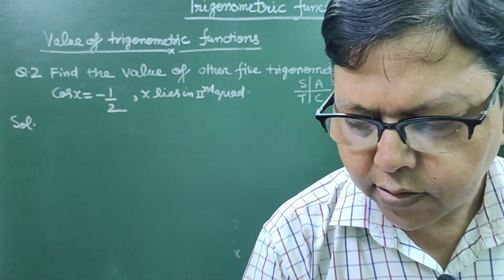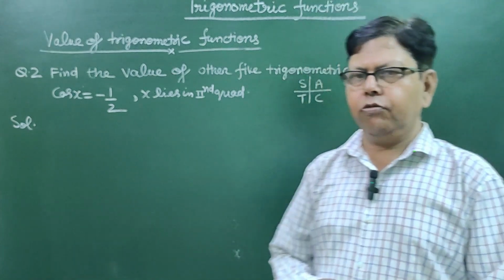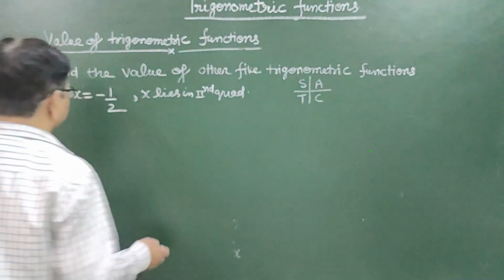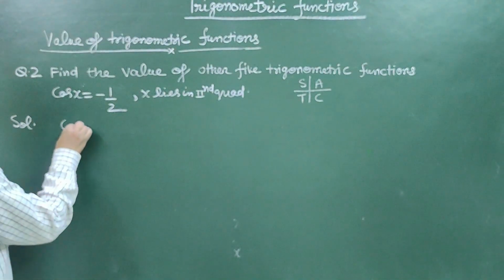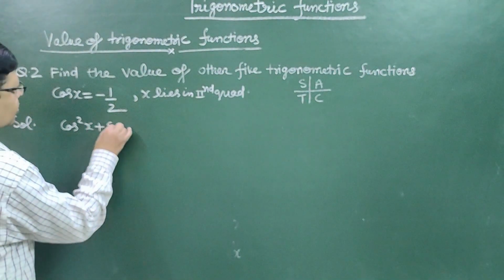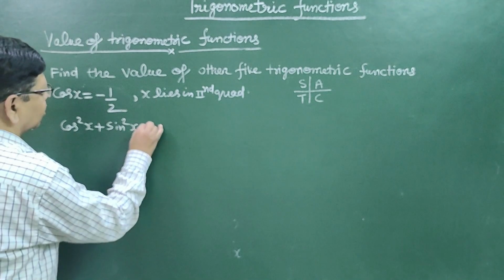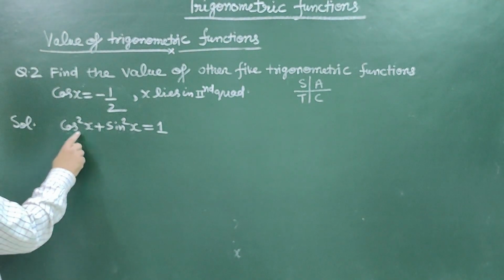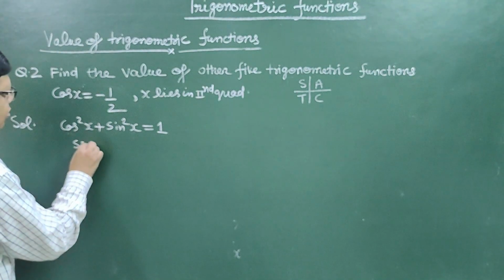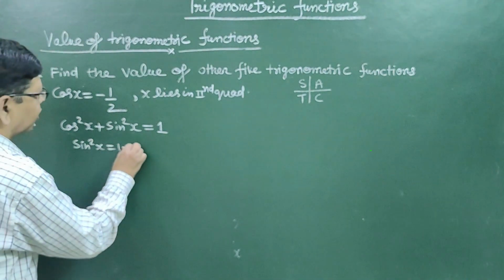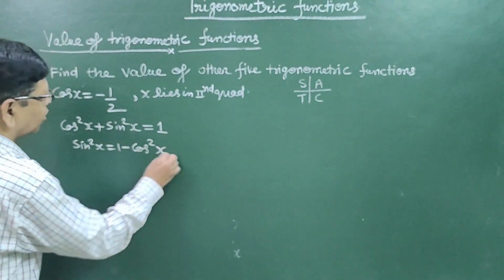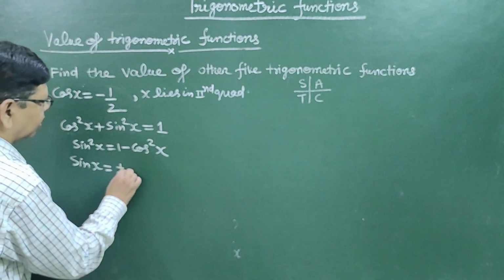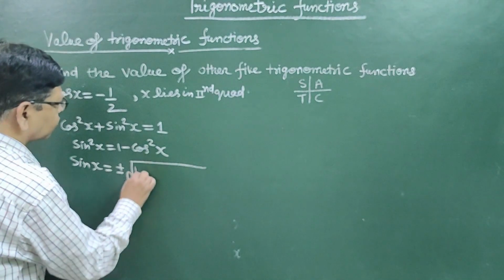So first let us write an identity which contains cos x. So we have the identity cos square x plus sine square x is equal to 1. We have the value of cos x here, so sine square x will be equal to 1 minus cos square x, or you can say sine x is equal to plus minus under root of 1 minus cos square x.